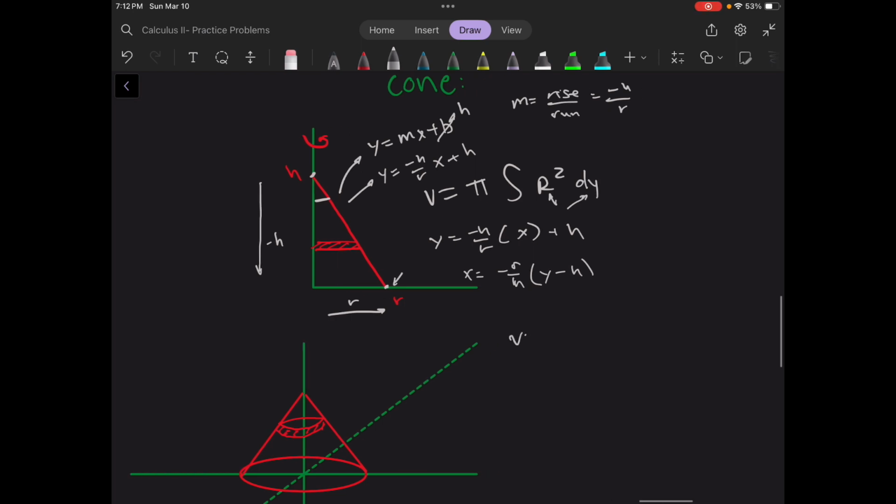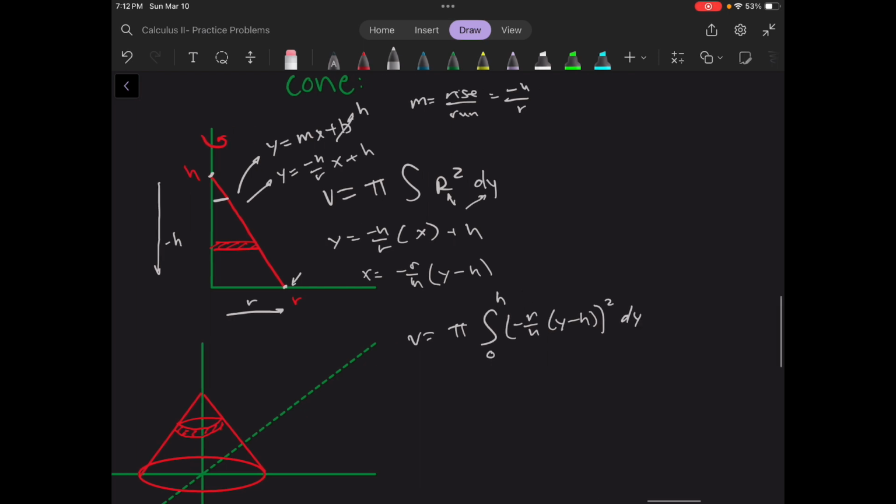So the volume we can find is pi, where the slice is going from and to again, from 0 to h. We said our radius function was minus r over h, y minus h squared dy. We can pull this r over h outside of the integral after we square it. So we have a pi r squared over h squared, because the negative disappears. Then we have the integral from 0 to h of y minus h squared.